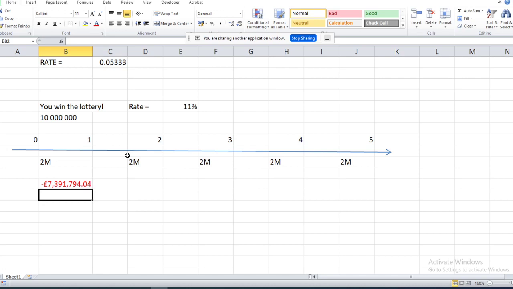So in reality, the real value of what you've actually won here is nearly 7.4 million, although nominally, you will receive 10 million over the next 5 years. Okay.